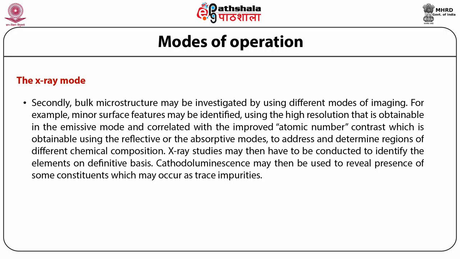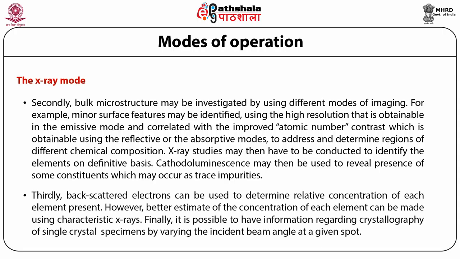For example, minor surface features may be identified using the high resolution that is obtainable in the emissive mode and correlated with the improved atomic number contrast, which is obtainable using the reflective or the absorptive modes, to address and determine regions of different chemical composition. X-ray studies may then have to be conducted to identify the elements on a definitive basis. Cathodoluminescence may then be used to reveal the presence of some constituents which may occur as trace impurities.